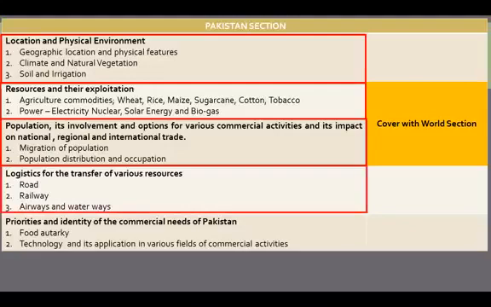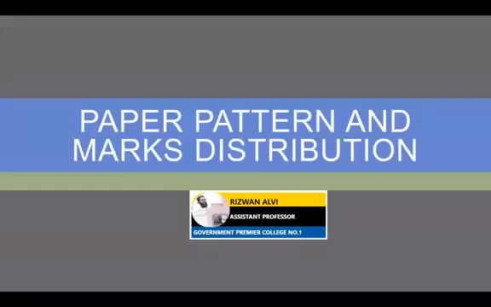Logistics for the transfer of various resources: road, railway, airways, and waterways. Then finally, we have the priority and identity of the commercial needs of Pakistan. The questions come from this topic. Last year, food and oxy was the main topic where the question came from. Technology and application, various fields of commercial activities. So this is a very crisp introduction about the course content.